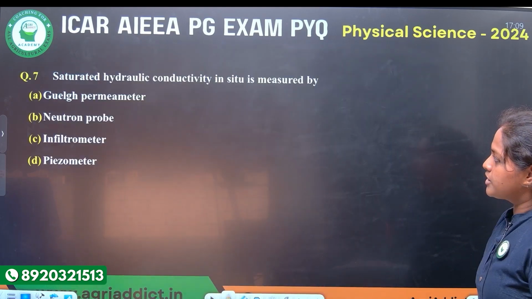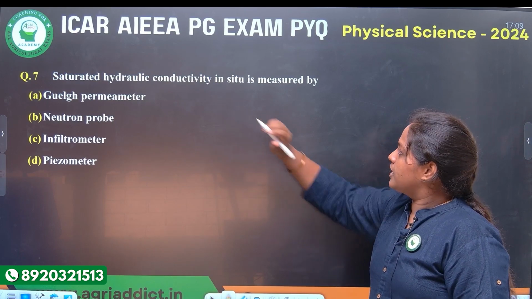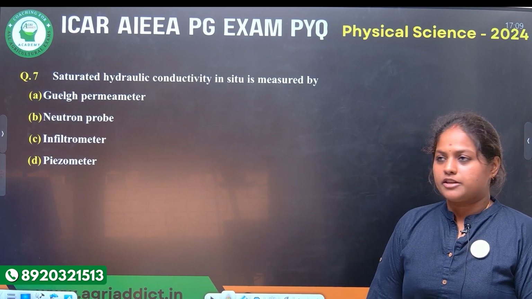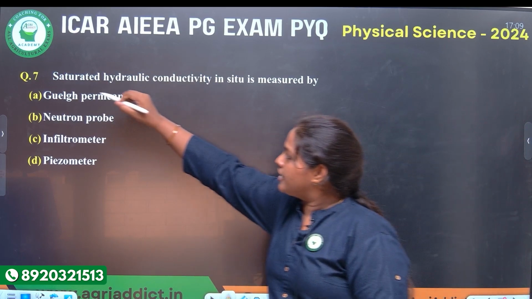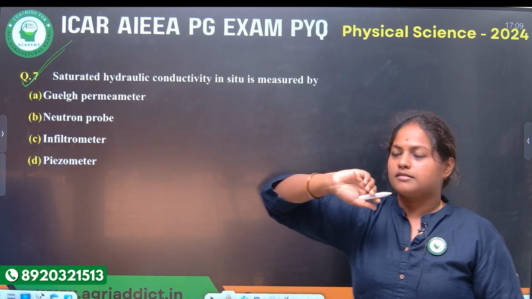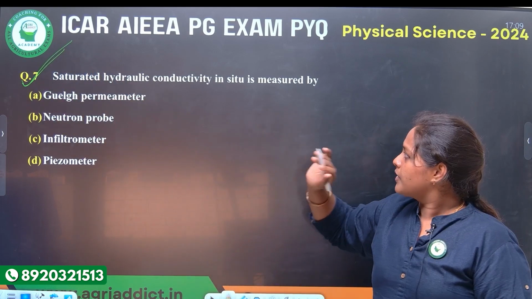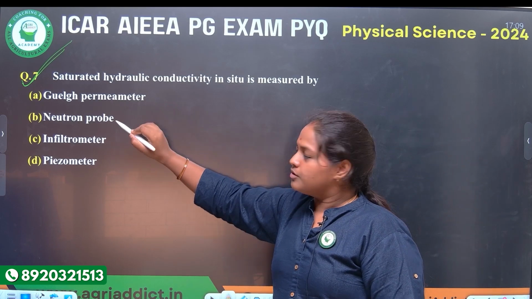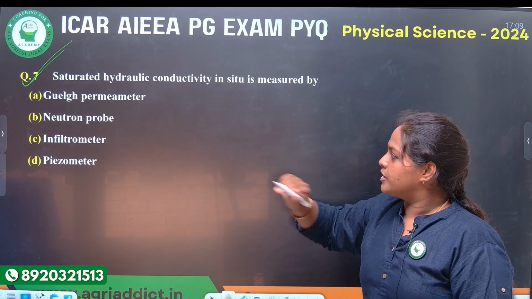Then moving on to the next question. Saturated hydraulic conductivity in situ is measured by. This is the question where many students felt it was tough in last year's examination, but though the terms are new, you can simply solve it with the elimination method like this.